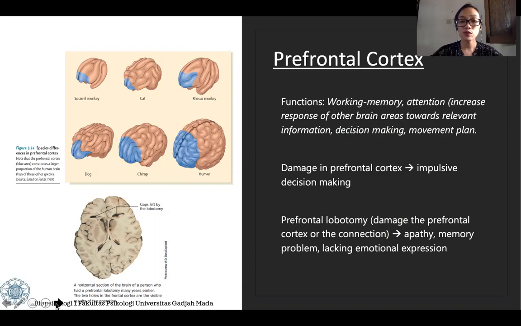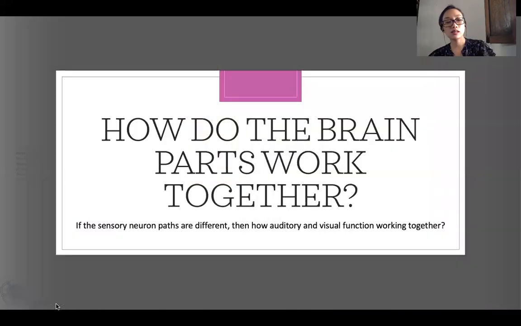So people with prefrontal cortical damage often make decisions that seem impulsive because they fail to weigh all the likely pros and cons before deciding something. And prefrontal lobotomy, or the damage in the prefrontal cortex or the disconnection, will connect to apathy, memory problems, and lack of emotional expression. Later on, how do the brain parts work together then?